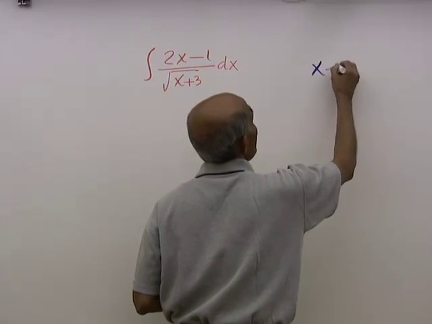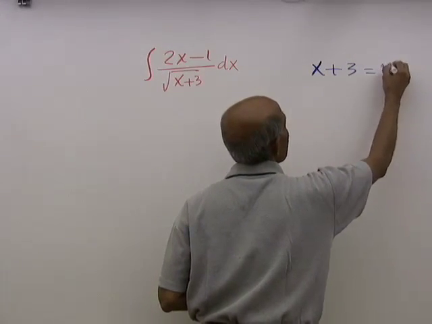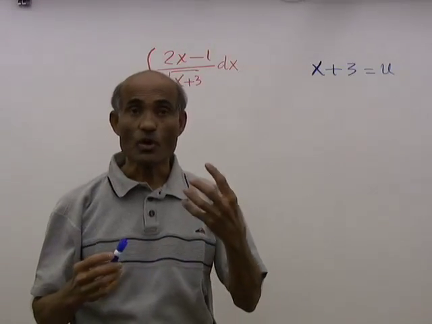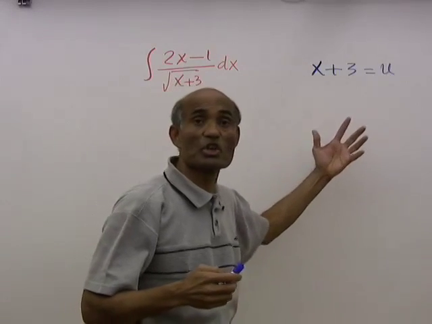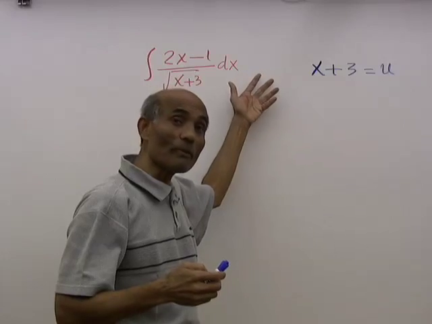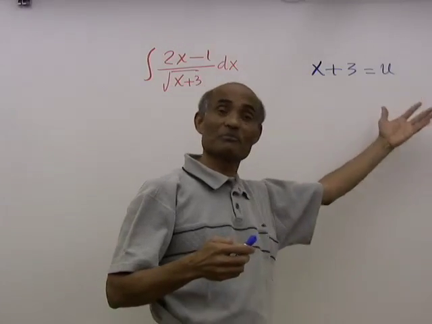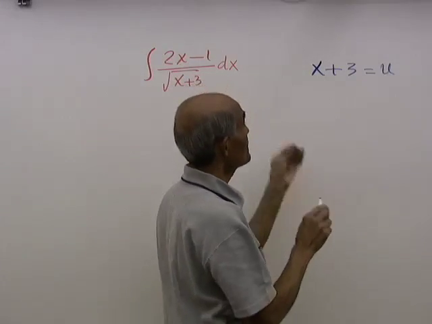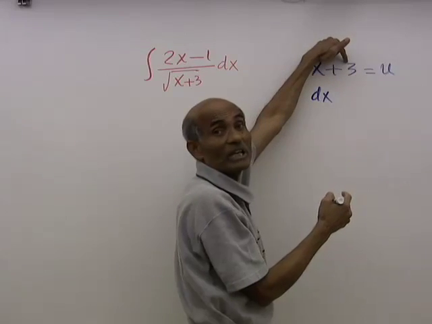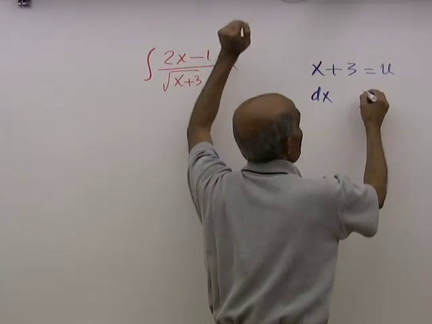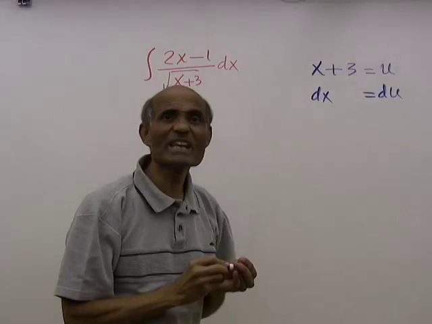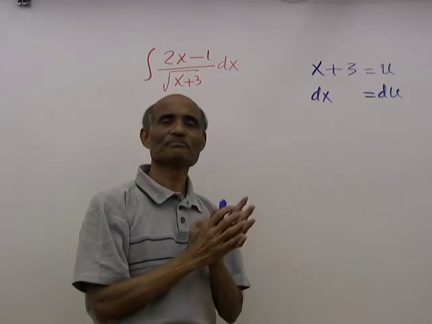Let's do it over here. x plus 3 equal to u. And remember, every time you do a substitution, always take the differential of each term so that we can replace the remaining terms in terms of the substitution. The differential of x is dx. The differential of 3 is 0. And the differential of u is du. Well, that gives you dx equal to du.